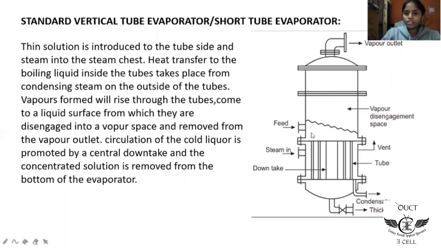From the vapor space it is removed as the vapor outlet. And the circulation of the cold liquor is promoted by the central downtake. The concentrated solution is removed from the bottom of the evaporator, that is through the thick liquor discharge. This is about the short tube evaporator.